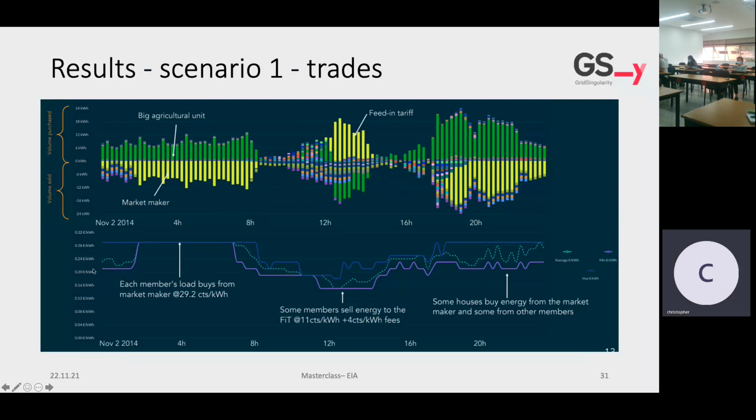Similar observations can be made from the prices here. At the start of the day, the price was quite high because most of the participants needed to buy energy from the utility, at the highest price possible on the market. And as soon as the PV was producing energy, it drove the price down for the community, and then it rises again after sunset.